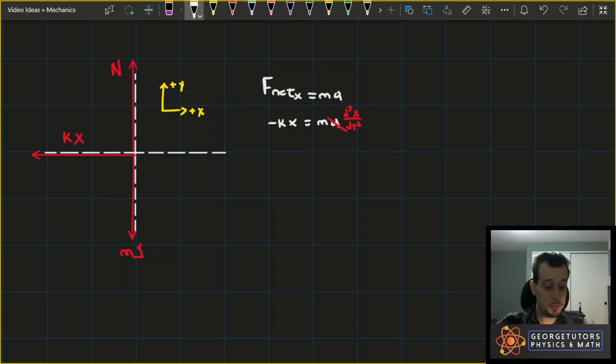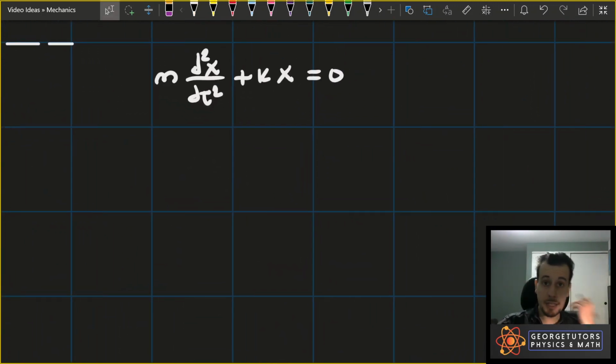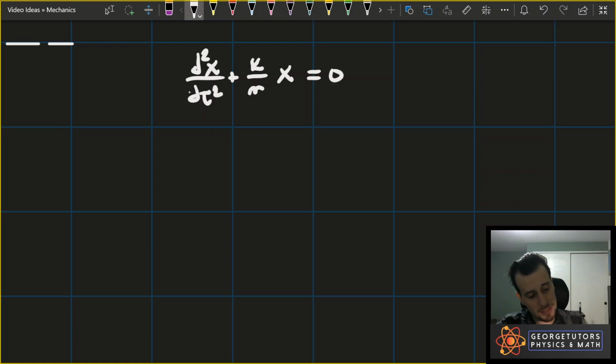And now that I have it like this, I would like to put all the terms on the same side to judge what kind of differential equation I have in my hands more easily. So if I do that, I have m d squared x dt squared plus kx equal to 0. And one more thing I want to do is, when I have this at hand, I want to divide everything by what multiplies the highest order of the derivative. It just makes it easier to see what's going on. So right now I'm going to have, if I do that, k over m times x here.